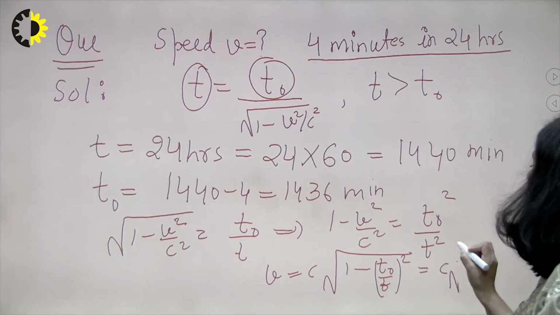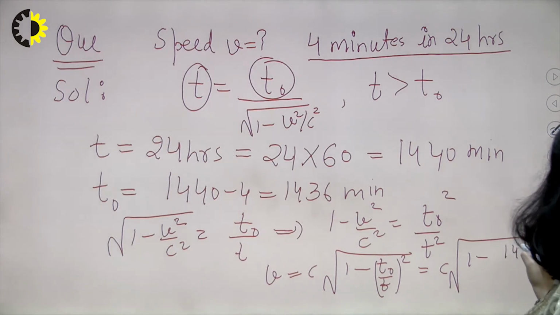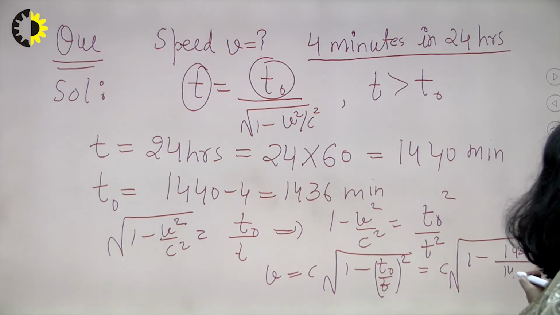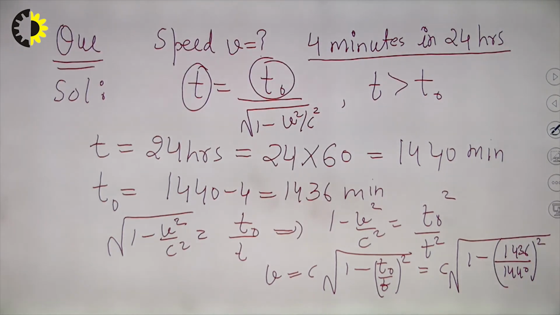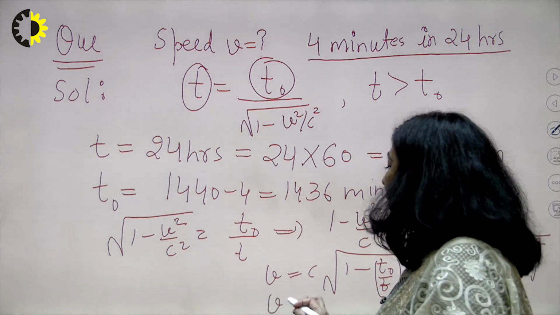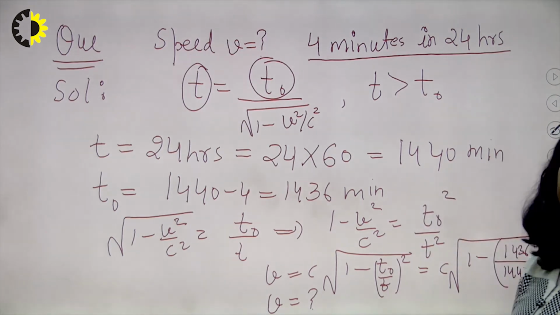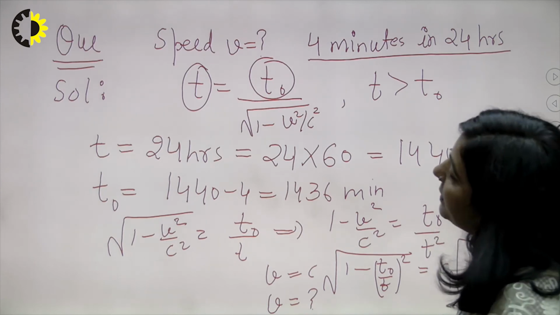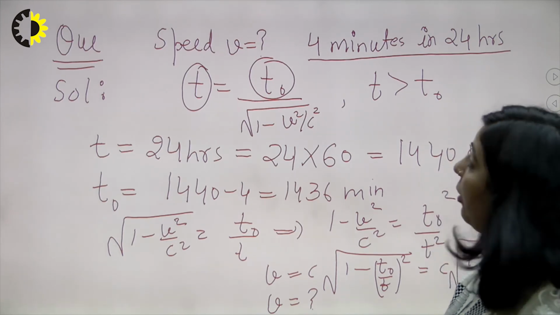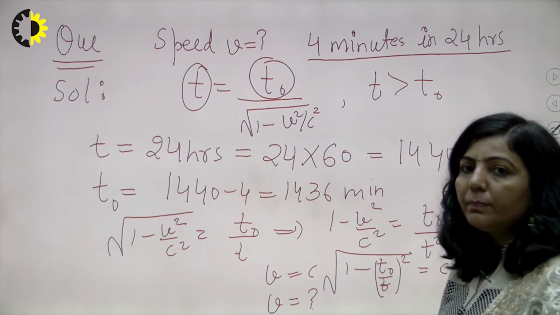So this is c into root 1 minus (t naught upon t) whole square, where t naught is 1436 and t is 1440, both in minutes. So just simplify it and substitute the value of c, and you will get the required speed. That is the speed with which, if the clock moves, it will lose 4 minutes in 24 hours. I hope this is clear, how to solve the questions based upon time dilation, right?